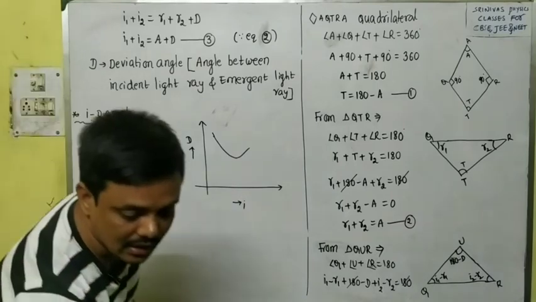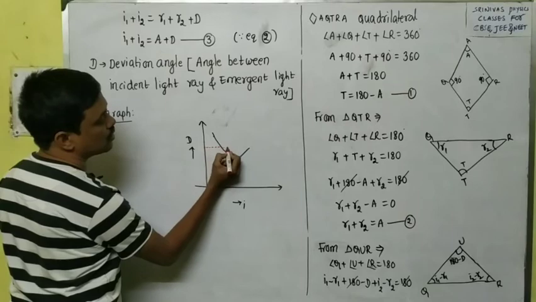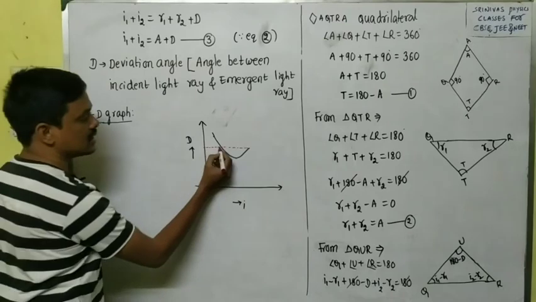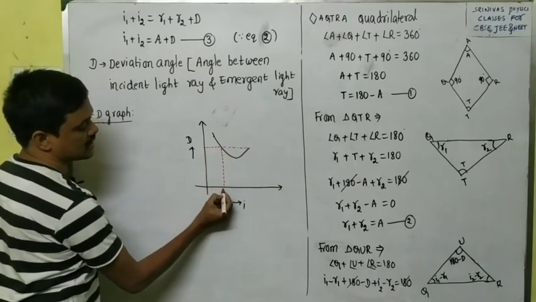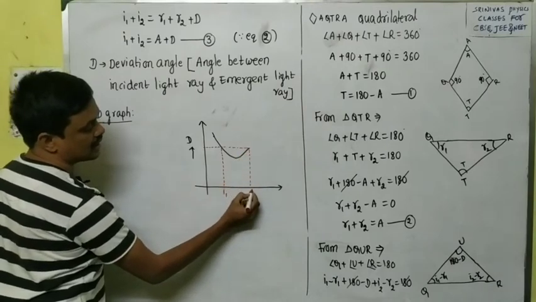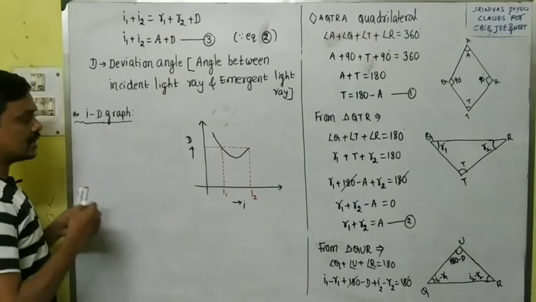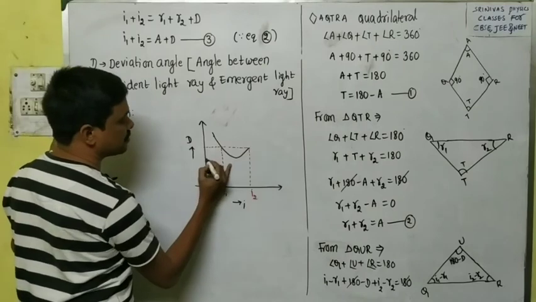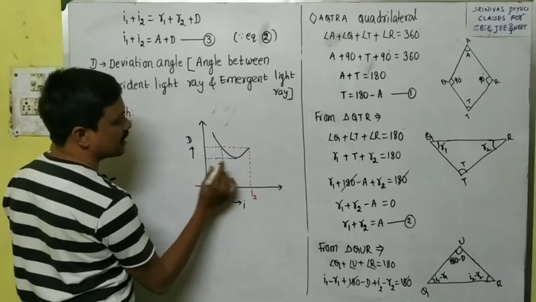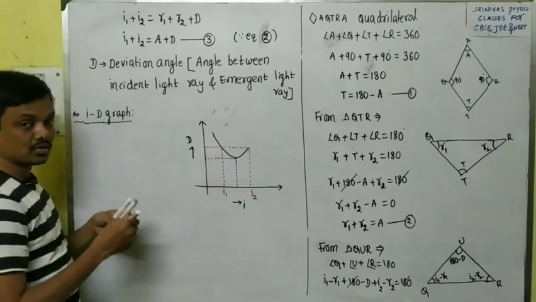Now for a certain deviation angle, we have two corresponding angles of incidence. This is one angle of incidence, I1, and this is the other angle of incidence, I2. But there is one point where the deviation angle is minimum. Look here: for this deviation angle there is only one angle of incidence, but for the others there are two values.